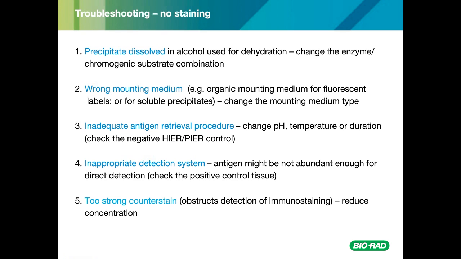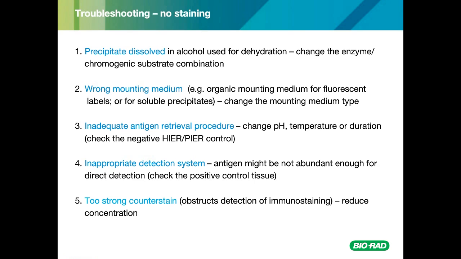Scenario 4. You might have been using an inappropriate detection system. For example, you could have been using a direct detection system and the antigen you were trying to detect was not abundant enough for this type of detection system. Therefore, check the positive control tissue in order to see if you could detect the antigen in that control type. Scenario 5. The counterstain might have been too strong and has obstructed the detection of the immunostaining. The solution is to reduce the concentration or amount of the counterstain, or even change the counterstain itself. For example, you could consider changing it to a different color.